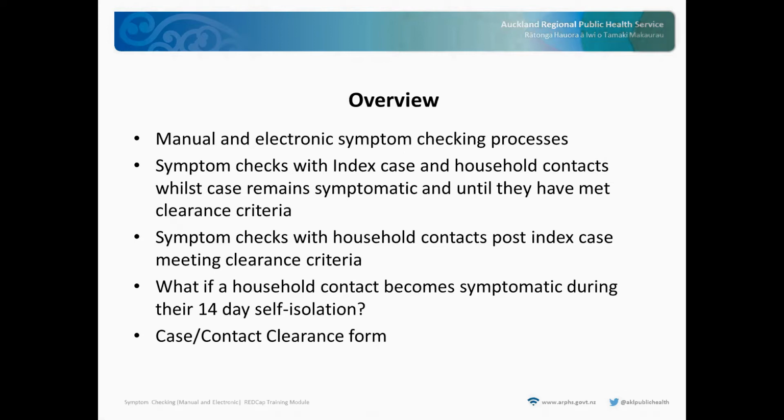The logic behind our REDCap symptom checking process has been configured in a way that will allow symptom checking to proceed for both cases and household contacts whilst the case is symptomatic, and then once the case has met the clearance criteria and been asymptomatic for 48 hours, the household contacts are then able to remain on the REDCap symptom checking process and continue on the same pathway until their 14-day self-isolation has been completed.